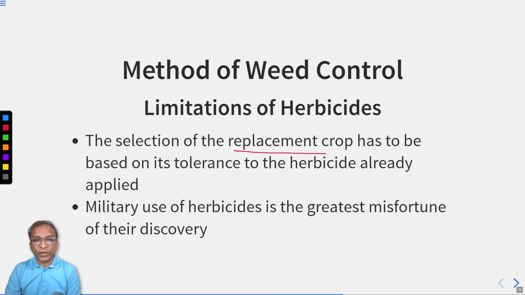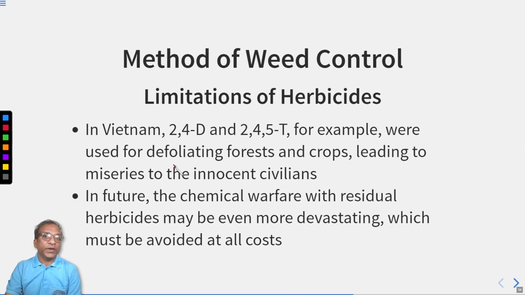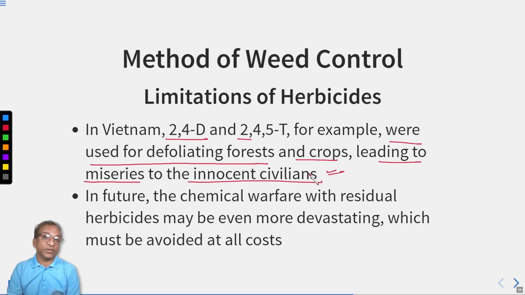The selection of the replacement crop has to be based on its tolerance to the herbicide already applied. Military use of herbicide is the greatest misfortune of their discovery. In Vietnam, 2,4-D and 2,4,5-T, for example, were used for defoliating the forest and crops, leading to miseries to the innocent civilians. This defoliation of the crops and forest led to miseries because there was no food.